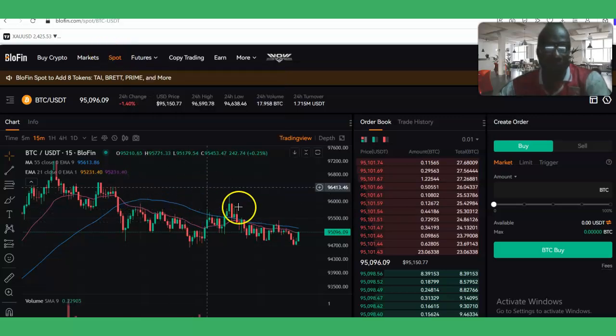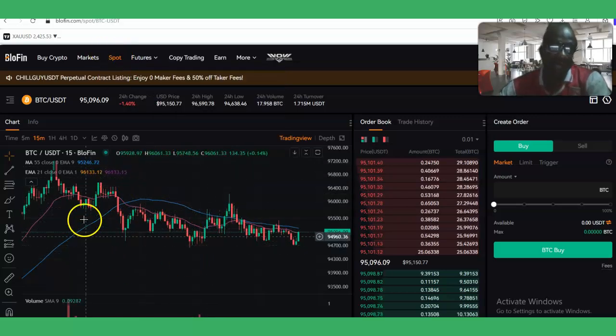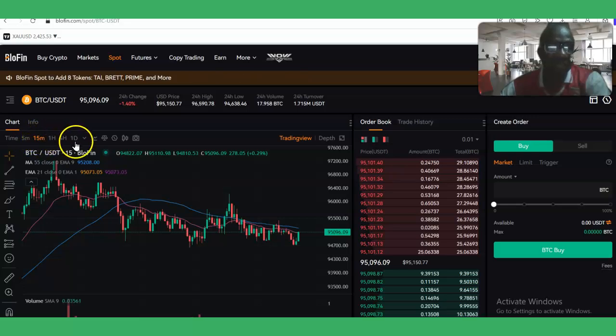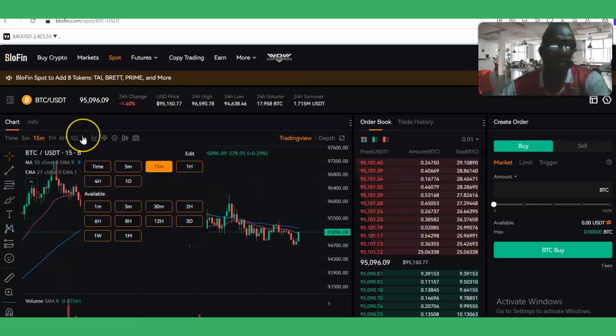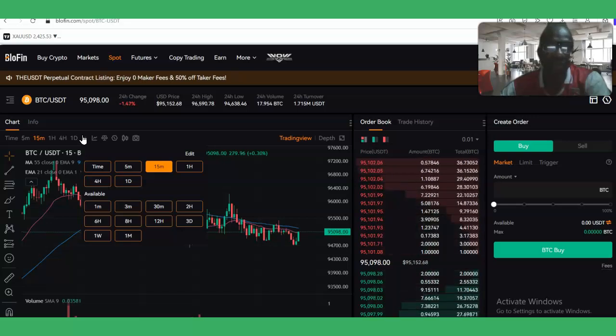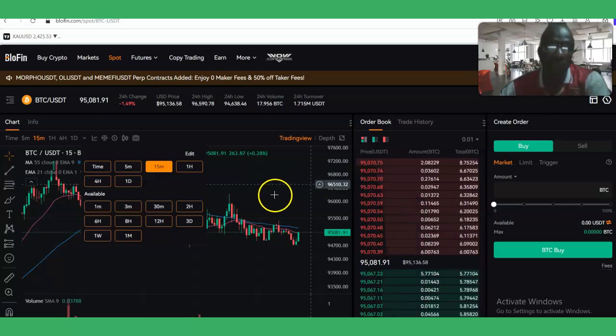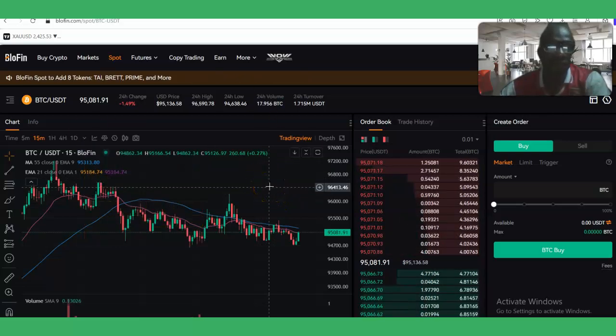Now the chart. Here is what we call the candlestick chart, and in this place you can find your different time frames, 5 minutes, 15 minutes, as the case may be. You can put in any time frame you want. Look at it here, these are the ones I chose. You have daily, 1 minute, 12 hours, 3 days, 1 week, 1 month. You can choose any of your favorite.